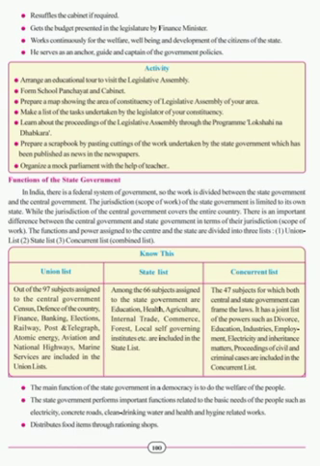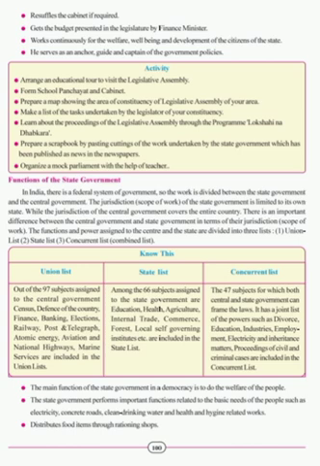And the third list, which is a combination of union and state list, is called the concurrent list. It has 47 subjects on which the central and state governments both frame laws. It has a joint list of powers such as divorce, education, industries, employment, electricity and inheritance matters. Proceedings of civil and criminal cases are included in the concurrent list. Now next is functions of the state government.